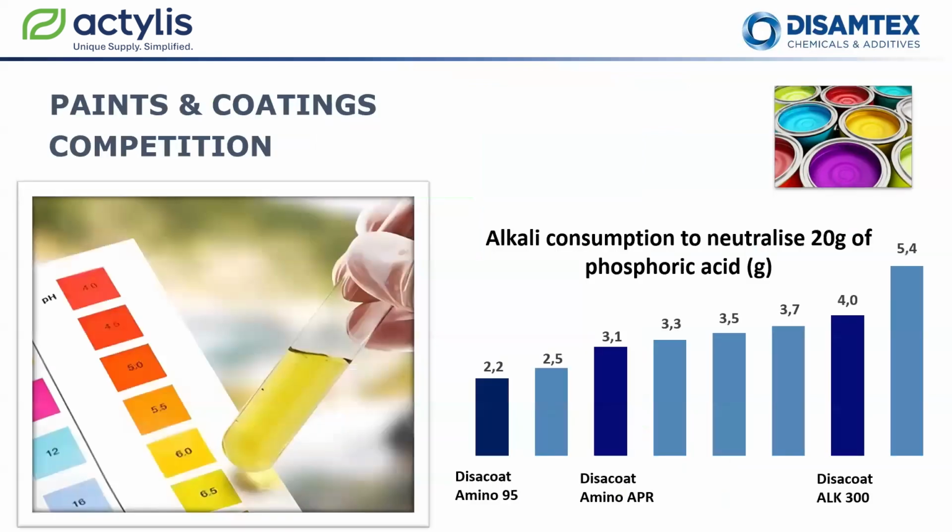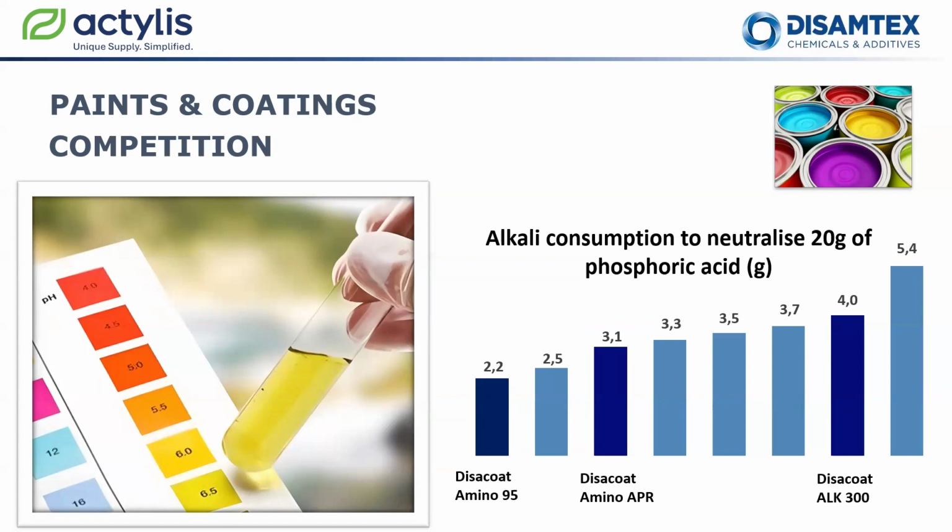Amino APR is a one-to-one replacement of AMP95. When speaking about pH modifiers, the solids content isn't the most relevant aspect of the additive. Rather, it's the neutralizing capacity, which refers to how much acid an alkali base can neutralize. So in this context, it measures how many grams of a pH modifier are needed to neutralize a fixed amount of acid. Here, 20 grams of phosphoric acid.